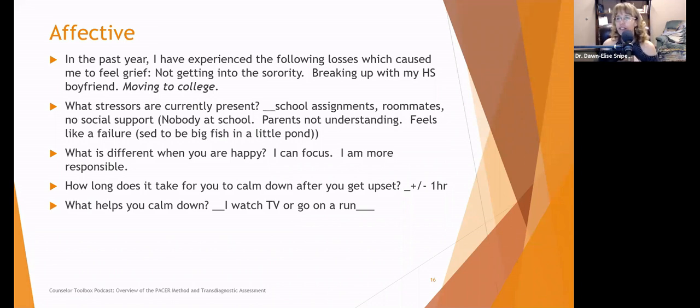What stressors are currently present? School assignments, roommates, no social support. She doesn't have any friends that she identifies at school. She doesn't feel like her parents really get it. She's told them that she feels stressed out about school. And since she was the valedictorian at her high school, they minimize her anxieties and her frustrations and her fears. And they just tell her, you'll do fine, honey. Just don't worry about it. And she feels like a failure.